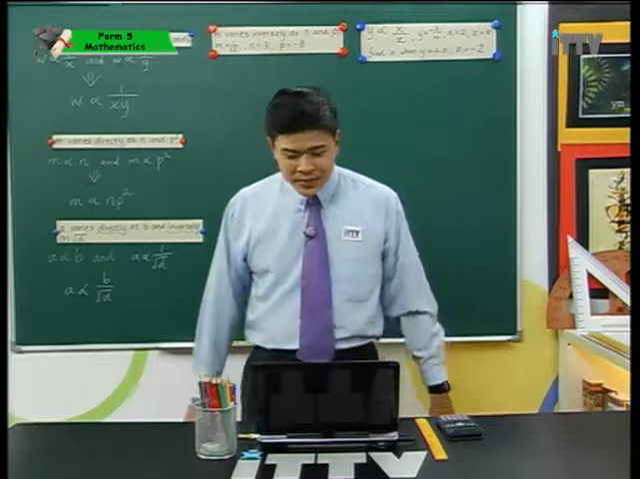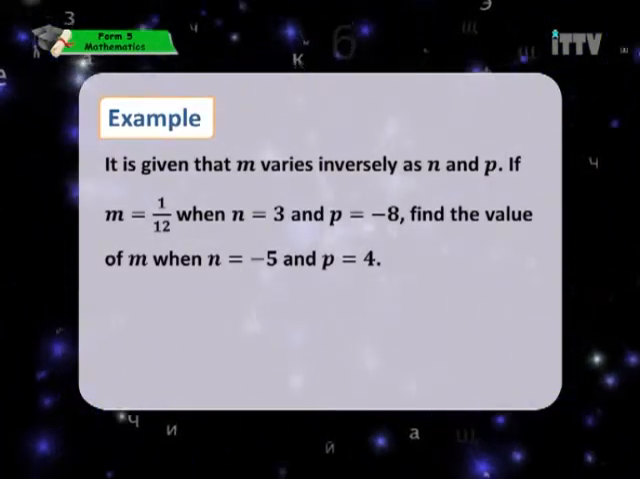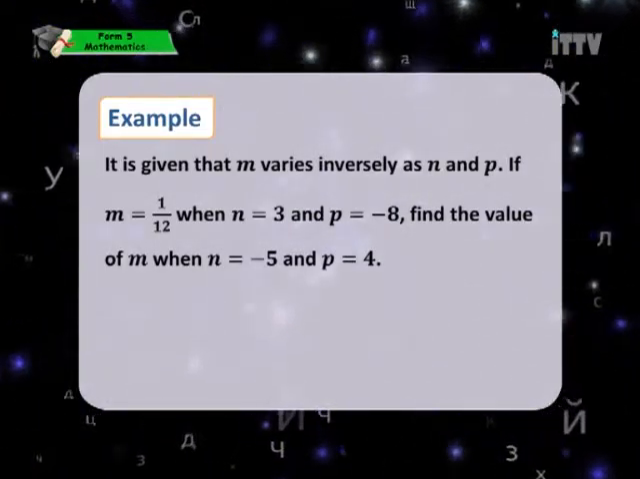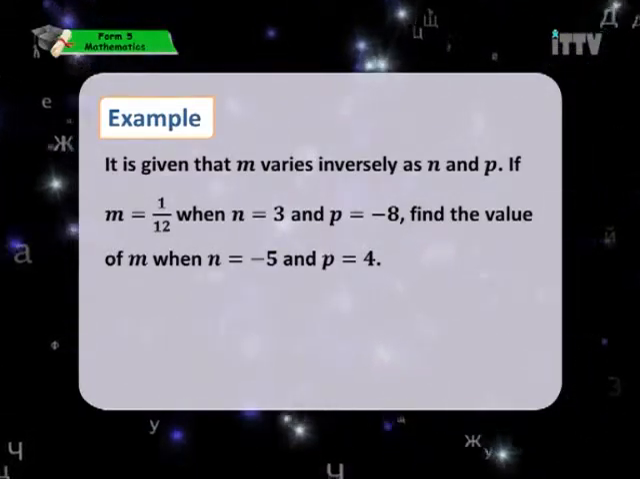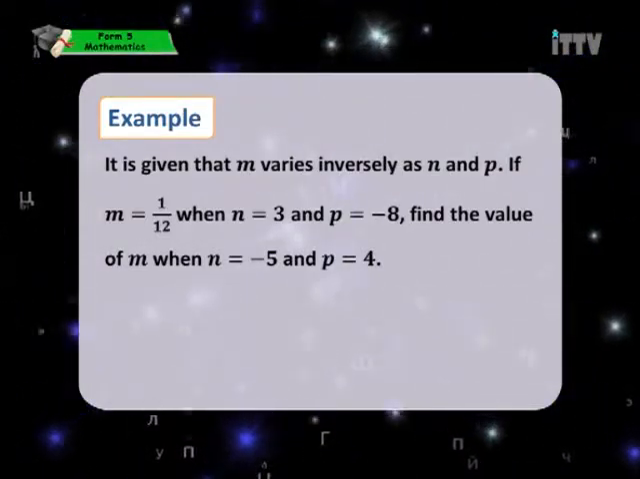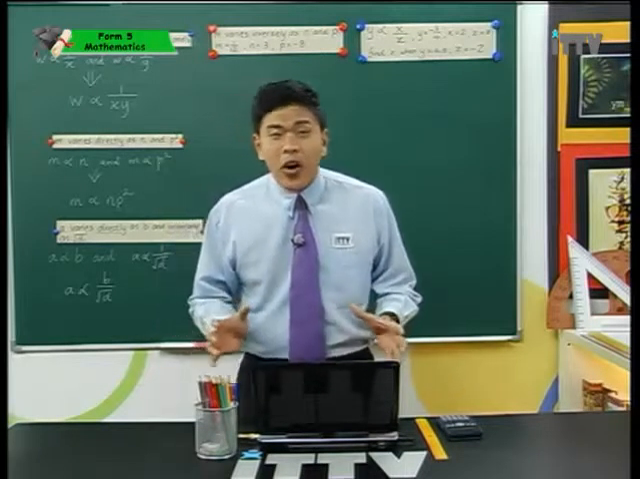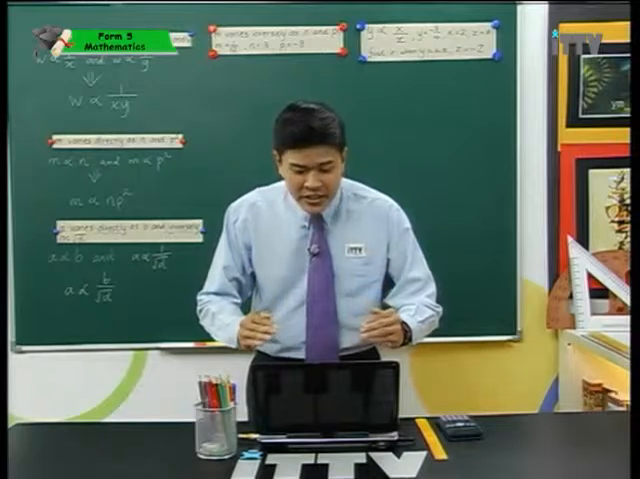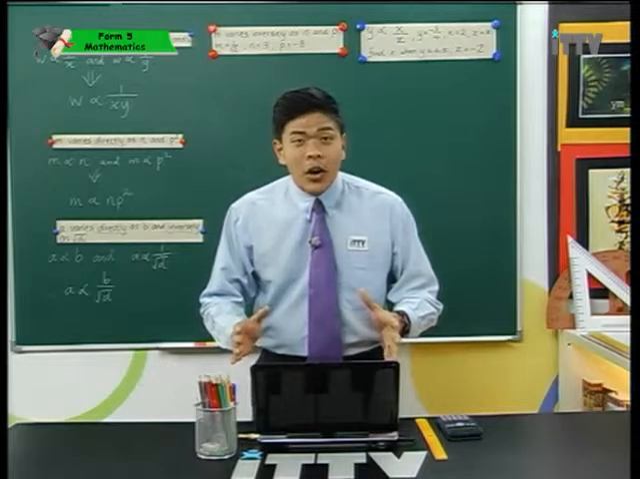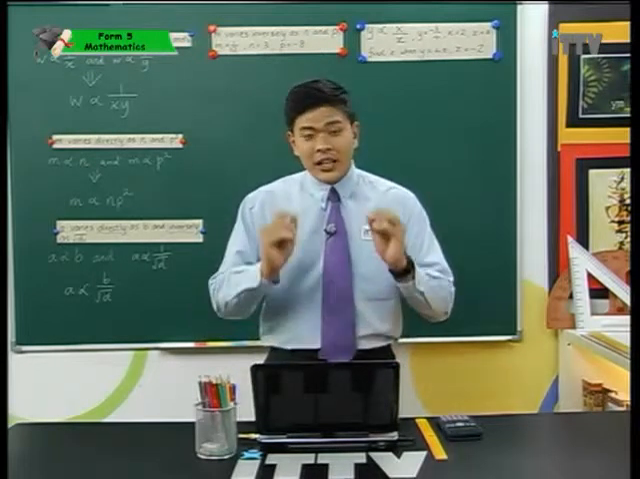Now let's take a look at the next example, where we will actually do some calculations. It is given that M varies inversely as N and P. If M equals 1 over 12 when N equals 3 and P equals negative 8, find the value of M when N equals negative 5 and P equals 4. This is an example of a question where joint variation is involved. Now, how do we do it? Read this question again by yourself right now to get a rough idea of what it is asking. Let me guide you through this one and you try it by yourself later on. Let's go to the board again.